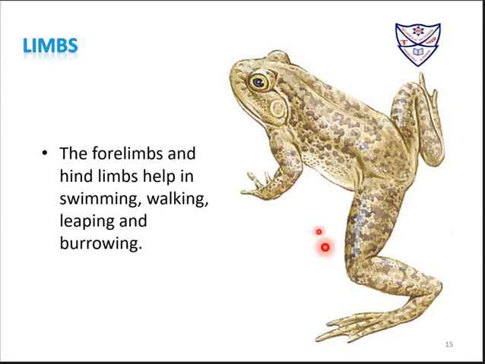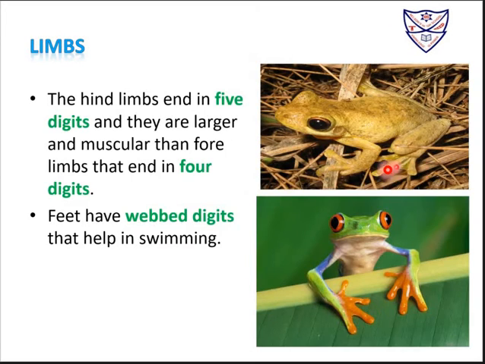They have forelimbs and hindlimbs which help the frog to swim, walk and leap, and also help them to enter their burrows. If you look at the hindlimbs, then they end in 5 digits and they are larger and more muscular than the forelimbs which generally end in 4 digits. Their feet are webbed feet, right? So these webbed feet help them to swim.